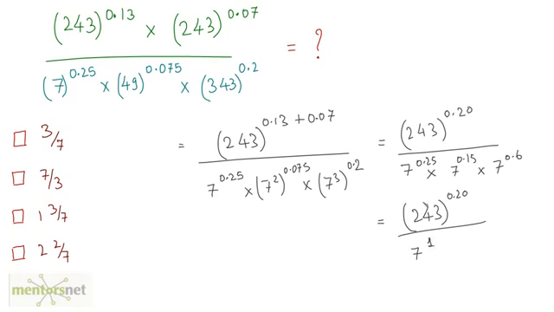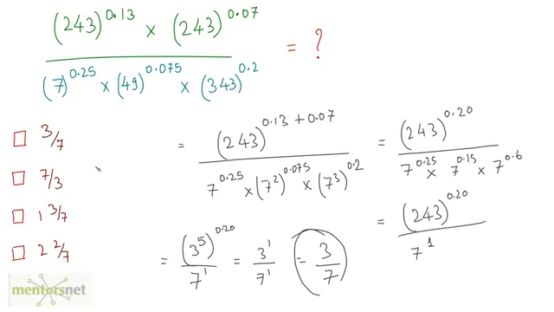Now if you calculate the fifth power of 3, you will get 243. To find out what power of some number is 243, you can do it by writing this as a product of prime factors, and you'll know that this is a fifth power of 3. So this is equal to 3 raised to 5 raised to 0.20 divided by 7 raised to power 1, and that is equal to 3 raised to 5 times 0.2, and 5 times 0.2 is 1. So 3 raised to 1 upon 7 raised to 1, and that is 3 by 7, and that's our answer, option A.